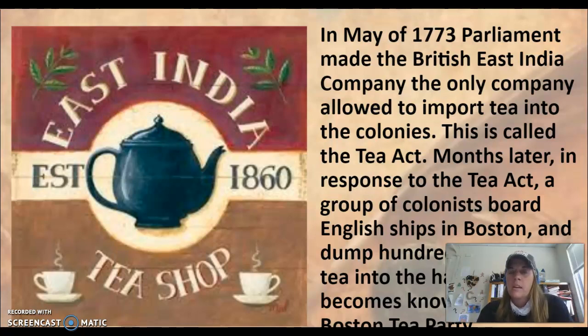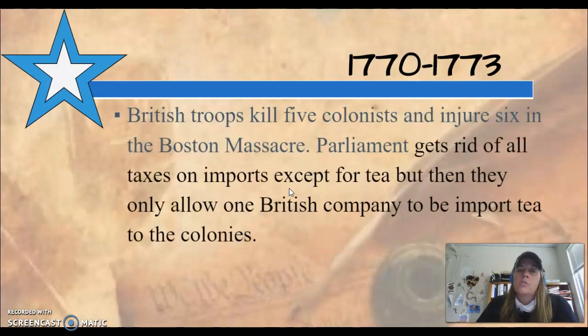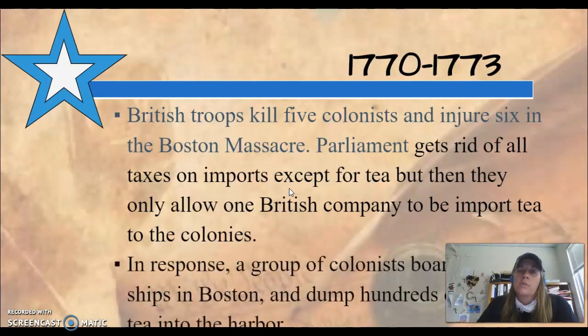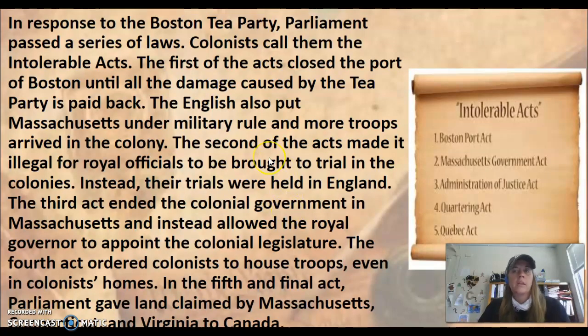So they dress up, I believe, as Indians, Native Americans, and dump tea over the side of the ship in response. So no longer are we just boycotting, now we're acting out against it so no one can buy it. British troops kill 5 colonists, injure 6. Parliament gets rid of those. In response to the tea tax, they'll dump hundreds of chests of tea into the harbor. Taxation still being our major issue.